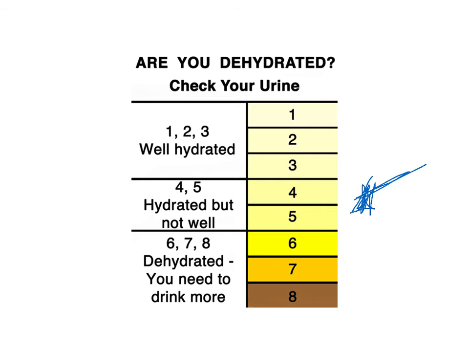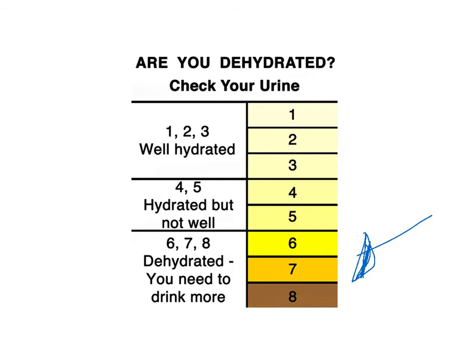Alright? So of course, as you notice, it goes darker and darker and darker. If it becomes very dark, like this range, it means you have a lot of waste product that is not coming out fast enough. That means your water is very little. You are dehydrated. You need to drink more water.